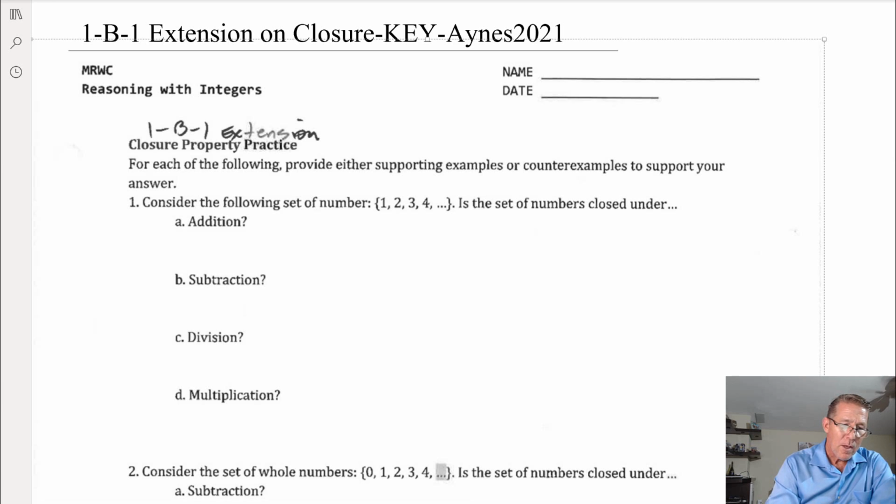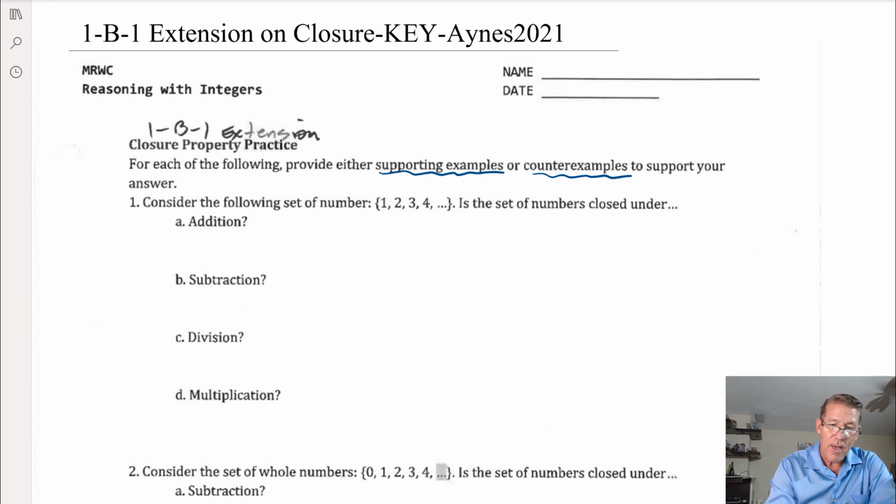Here we go. For each of the following, provide either supporting examples or counterexamples. Now, counterexamples are examples that show something is false. Remember that. Supporting examples show that it's true. Counterexamples are examples that show that it's false.